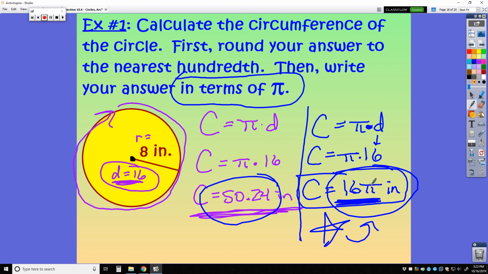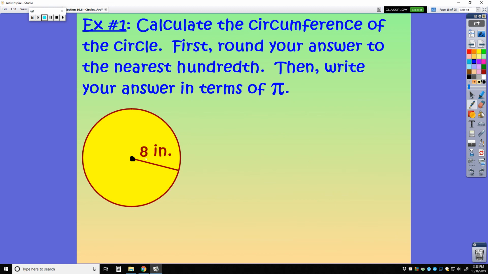Another reason why we'll do pi answers is on standardized tests like the ACT, the SAT, whatever other standardized tests you might take. A lot of them will have their answers in terms of pi. They don't want the actual applicable number like the 50.24.